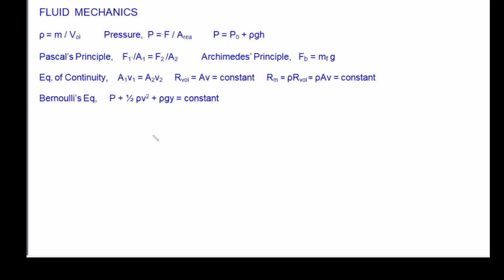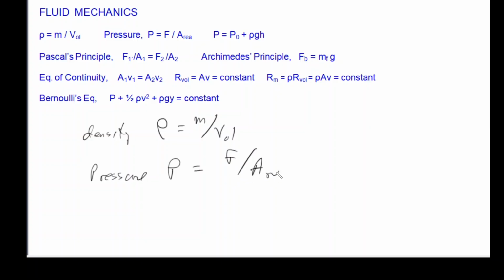We define two measurements in fluid mechanics. One is density, given by rho, which is equal to mass over volume, and the other is pressure, given by P, which is equal to force per unit area.